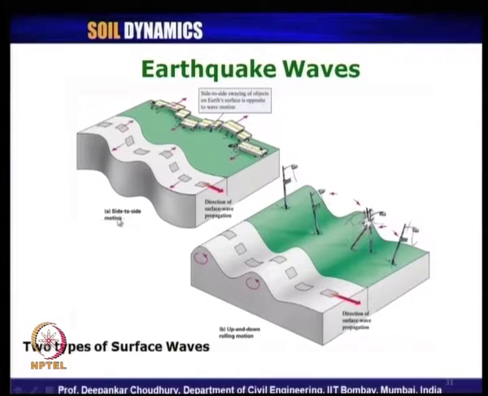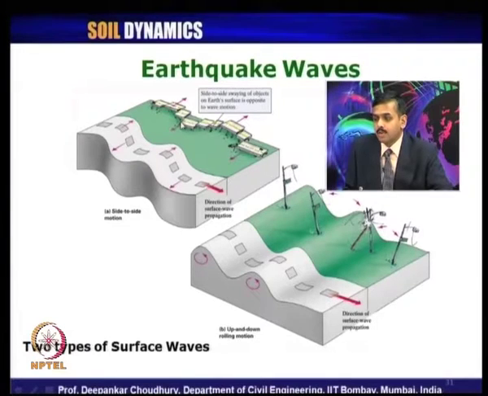Side to side motion occurs when the direction of surface wave propagation is in this way. The particle moves in this direction as well as this side to side movement occurs. So, side to side swaying of objects on Earth's surface is opposite to the wave motion. These are, suppose, some buildings or structures constructed on the ground surface; they can have side to side motion because of wave propagation like this.